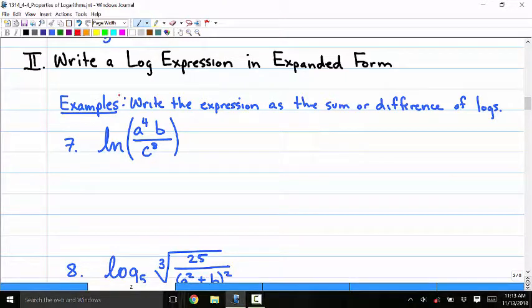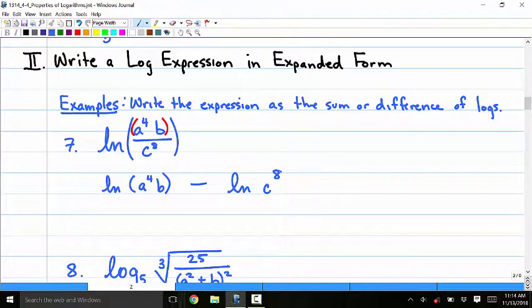Okay, first step. I'm going to leave that numerator as a product for now. I'm going to get rid of this division. How? I'm going to write it as the natural log of a to the 4th b minus the natural log of c to the 8th.